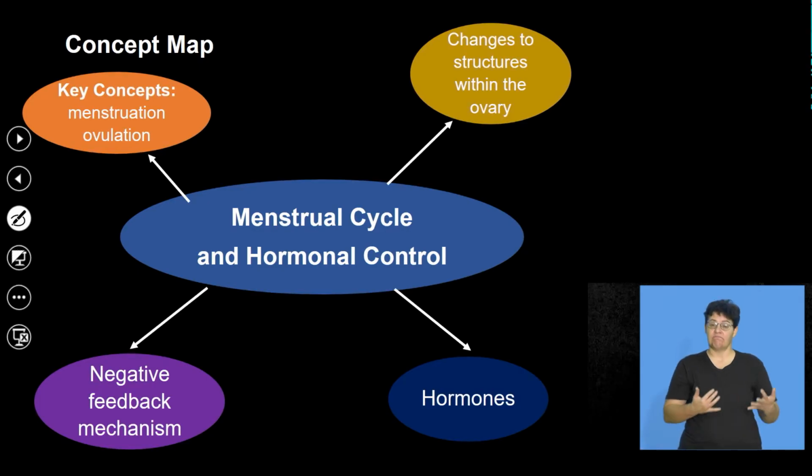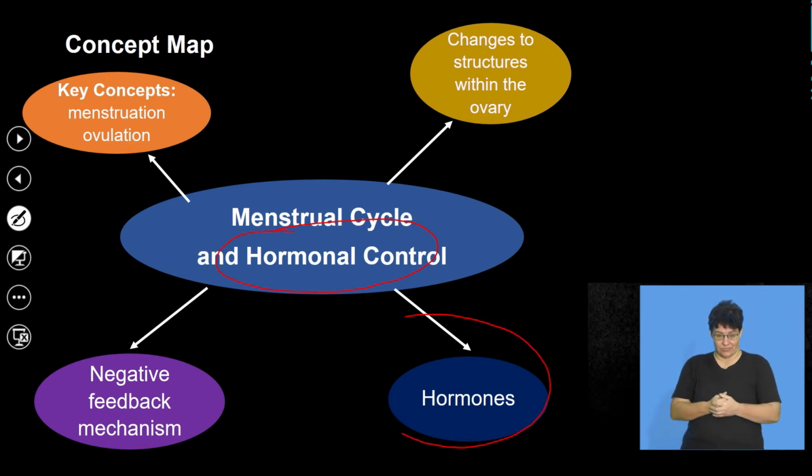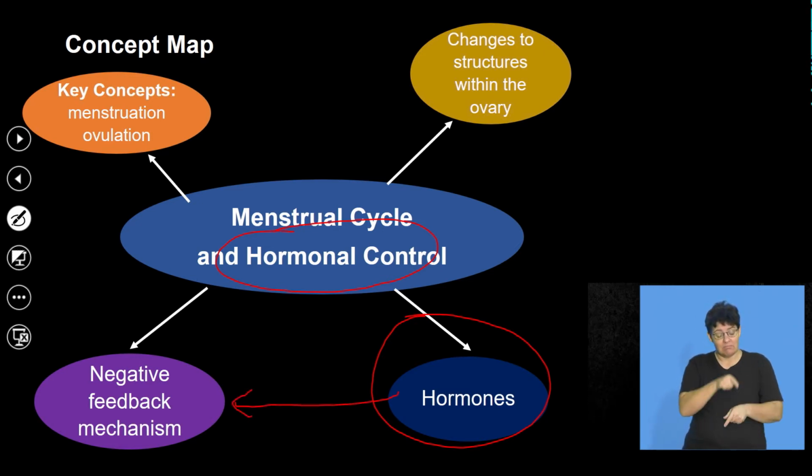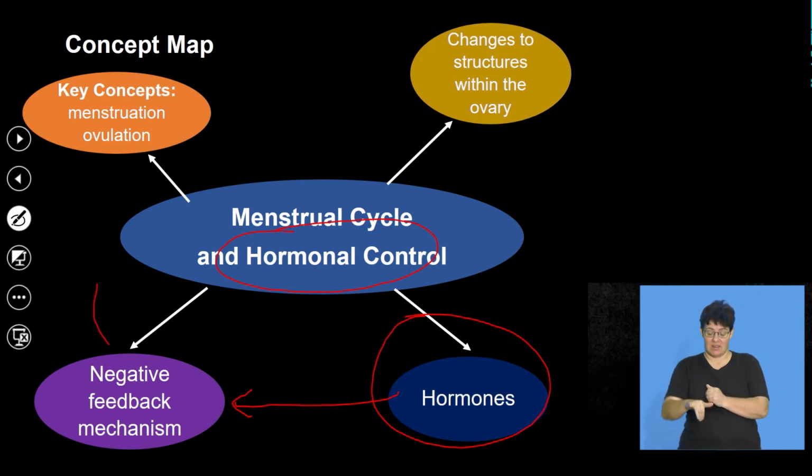So the focus is on the hormonal control. We're going to spend some time looking at the different hormones. We're going to understand the concepts of how these hormones coordinate the functions in the body and around the uterus and the events that occur in the ovary. And we're going to link the concept of negative feedback to this process.